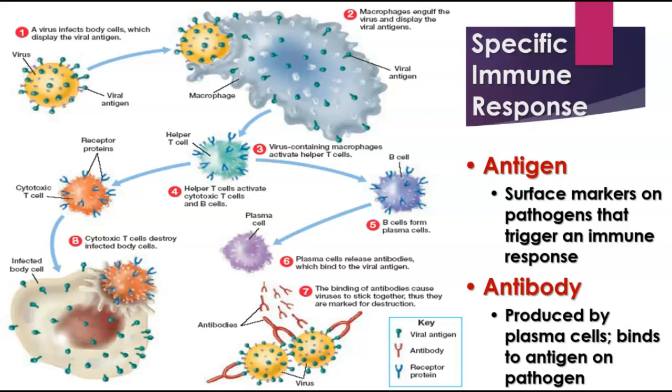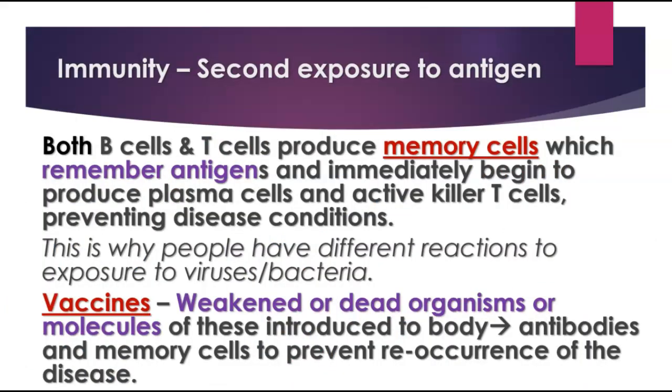And then the antibodies, of course, are proteins that are produced by the plasma cells and the other B cells that actually bind to the antigen on the pathogen and draw attention to it so that the rest of the immune system will attack it. So both B cells and T cells produce other kinds of cells called memory cells. They're memory B cells and memory T cells.